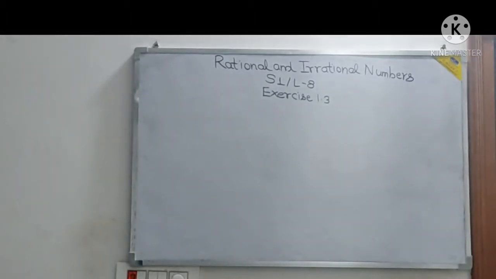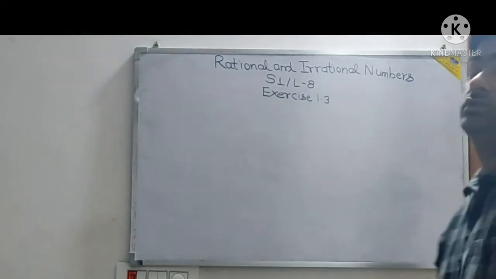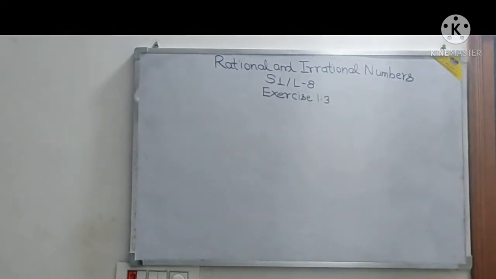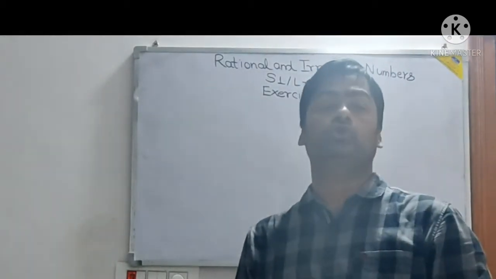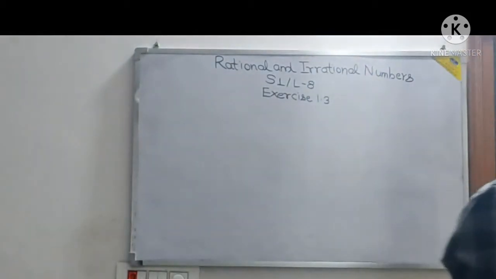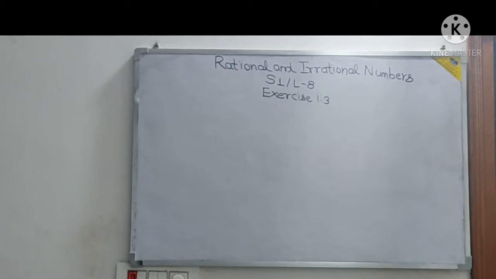And we had already started exercise 1.3. Question 9, all the parts we had done. Question 10 also the same pattern. Nothing new has to be done. All you have to check is whether it is rational or irrational. So if you have understood question number 9, easily you can do question number 10 also. Moving on to a new concept of inserting irrational numbers.